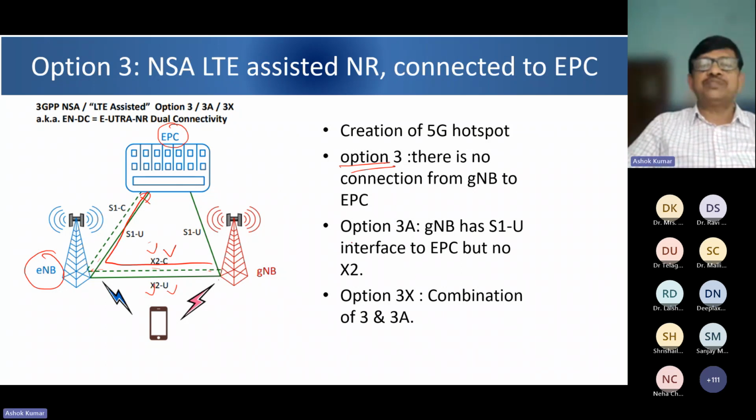But there is another option called option 3A, where the user plane traffic can directly go to the core. The gNode B can have direct connectivity with the 4G core, and the control plane will still be handled by the eNode B, but the user plane part of the traffic can go directly to the evolved packet core. So that is called option 3A. There is also a possibility that I can have both options, which is called option 3X: option 3 and 3A. So these are the option 3 variants which operators have deployed.